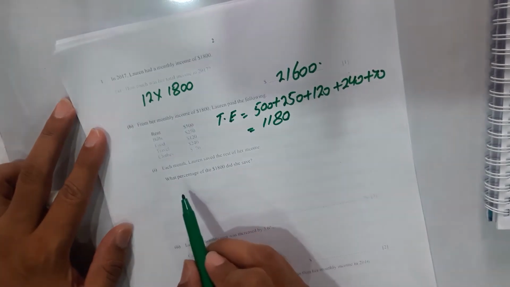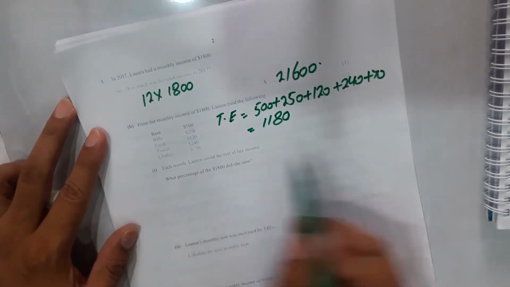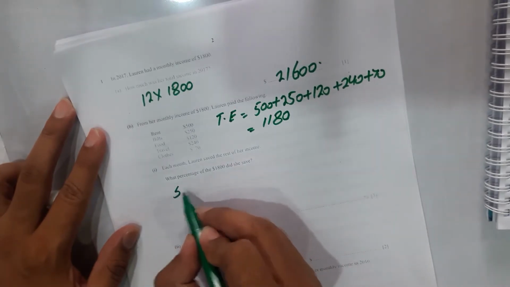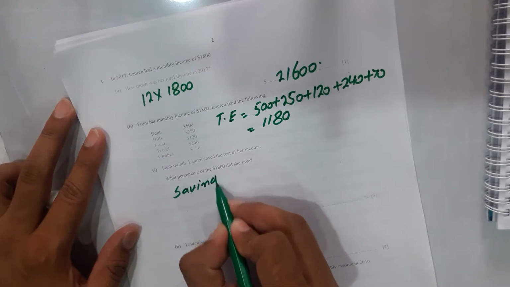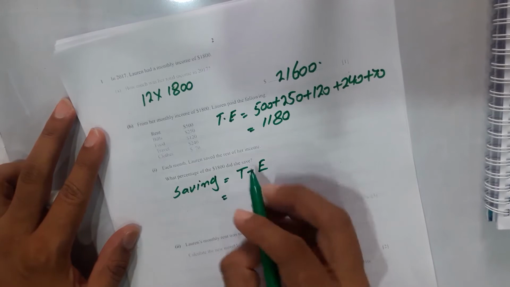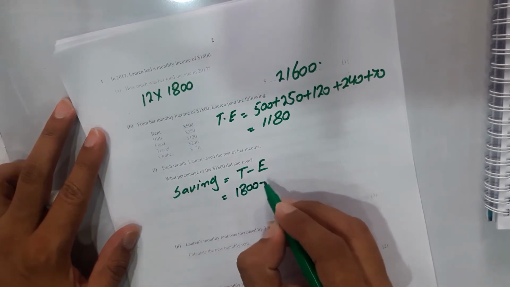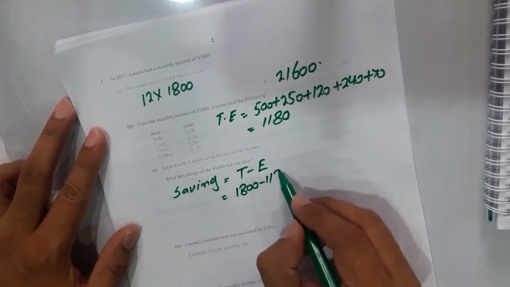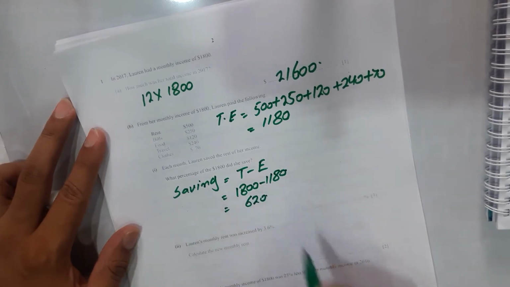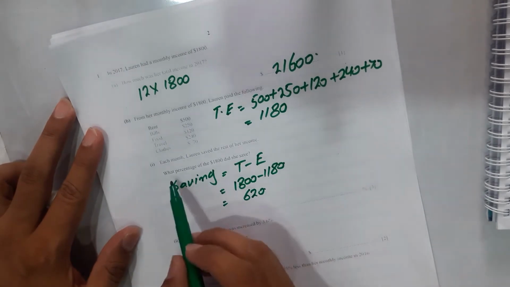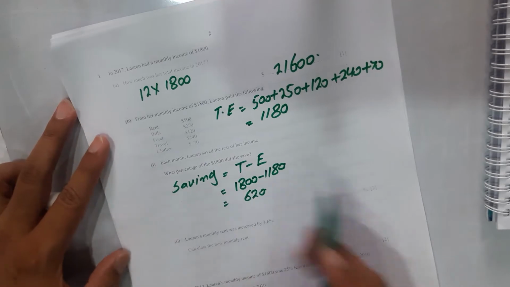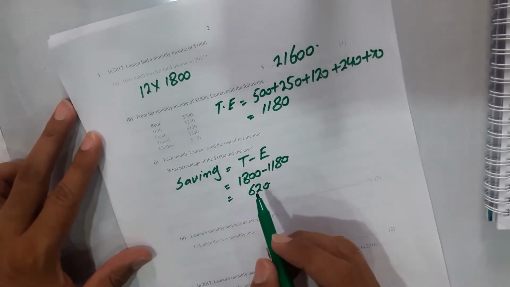We have to find the saved income. So total saving will be equal to total minus expenses. Total is 1800 and expenses are 1180, so this will be equal to 620. We have to find the percentage of saving. Saving is 620 over the original or total price, which is 1800.